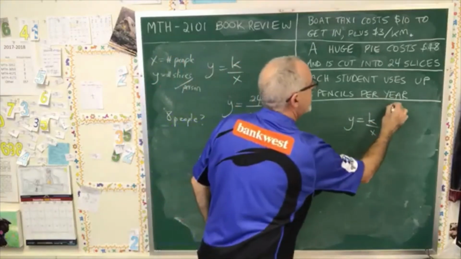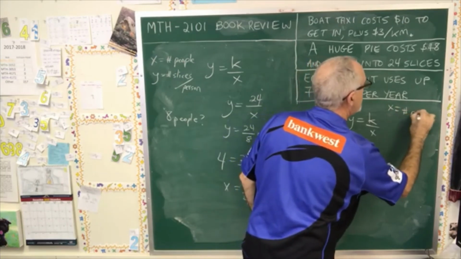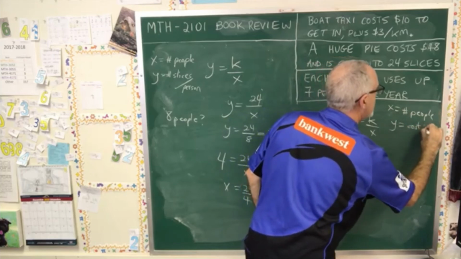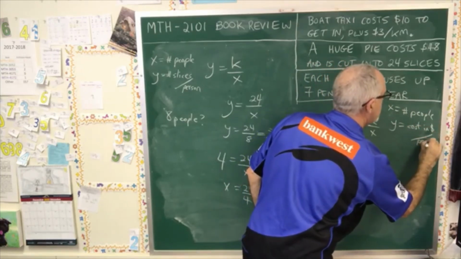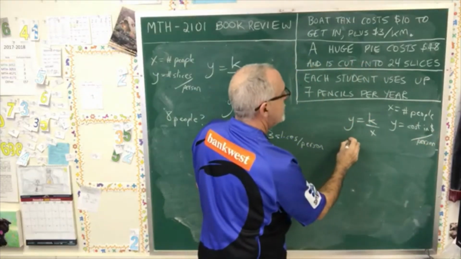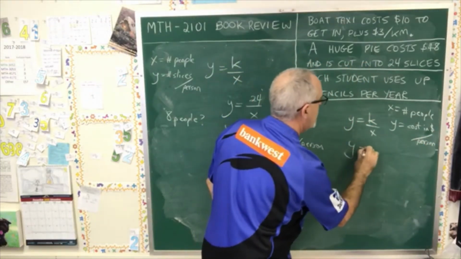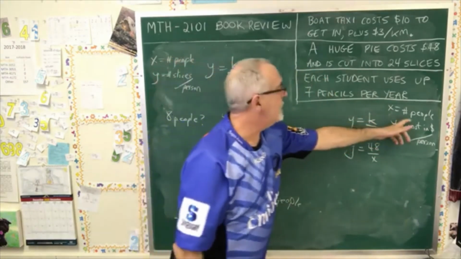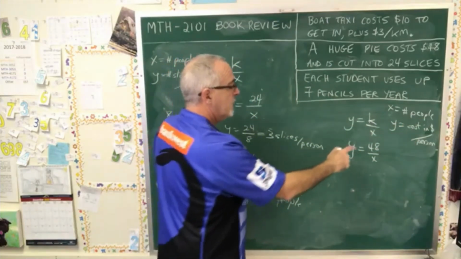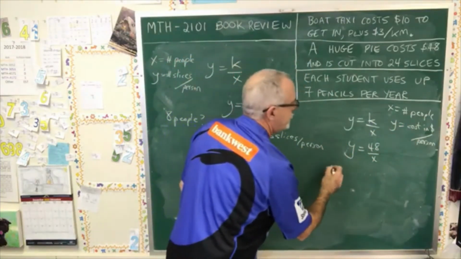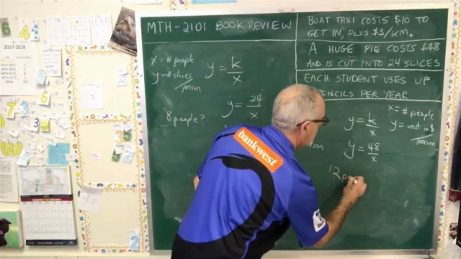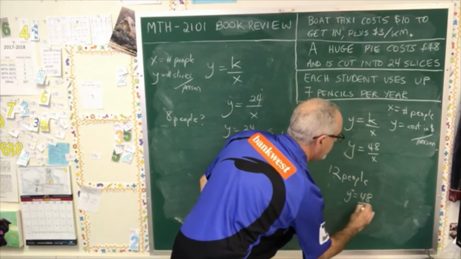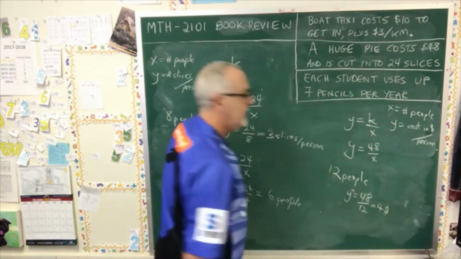So if you have x as number of people, again, and y as cost in dollars per person, then y equals k over x becomes y equals 48 over x. Notice how the k is 48 now because of the way I defined my variables. So y equals 48 over x. Okay, there are 12 people. y equals 48 over 12 equals $4 that each person has to pay.